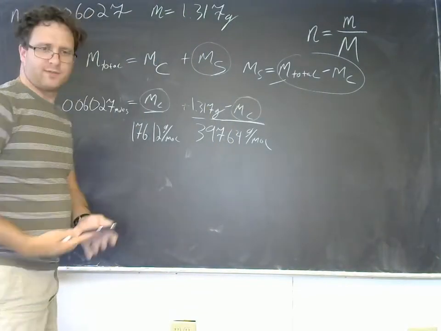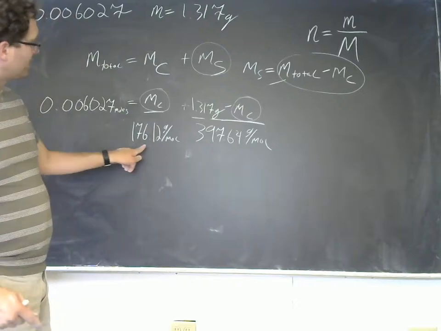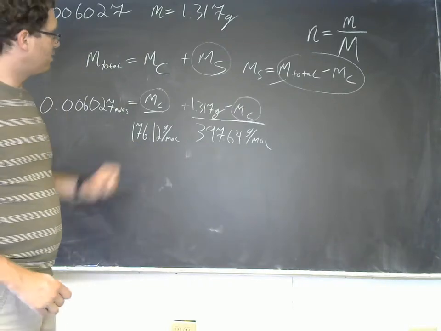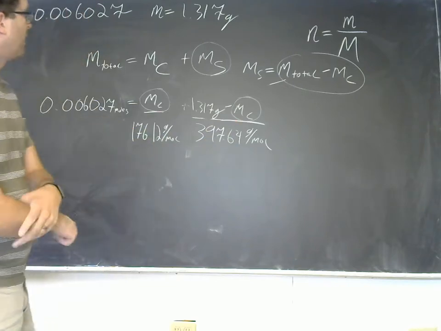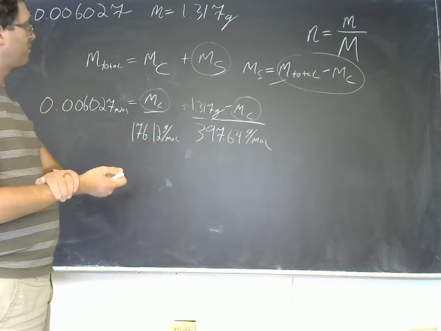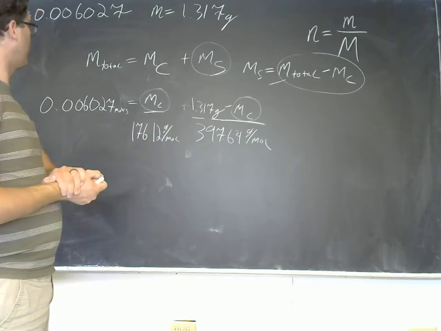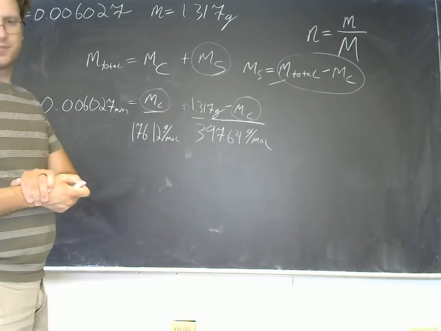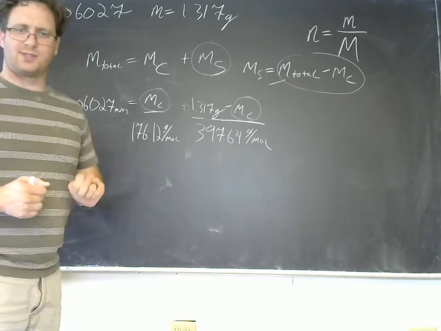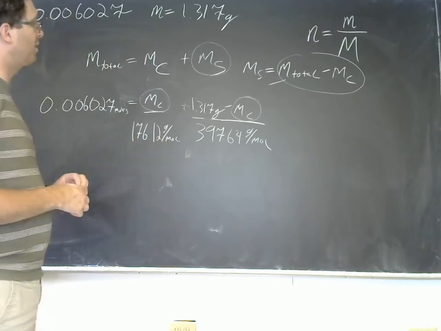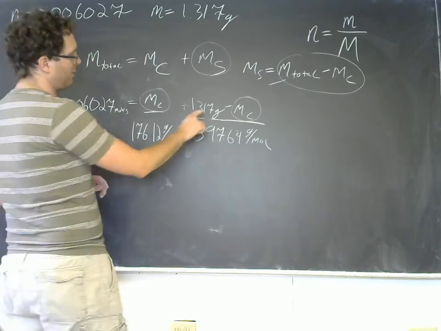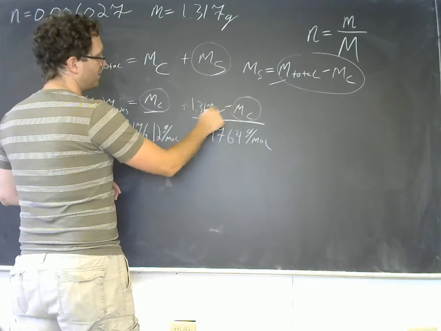Okay, so we have the mass of vitamin C of 176.12 grams per mole. The mass of sucralose at 397.64 grams per mole. Now, there are two ways to solve this, and one is to just go through the algebra yourself. It'll be a bit tedious.